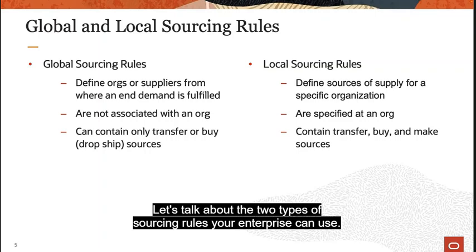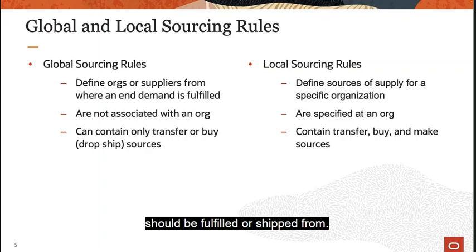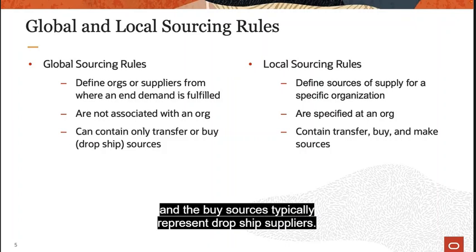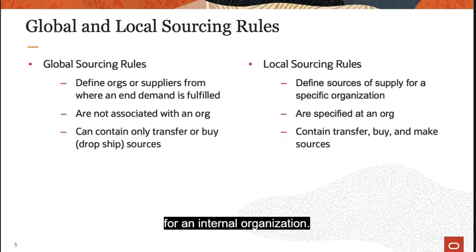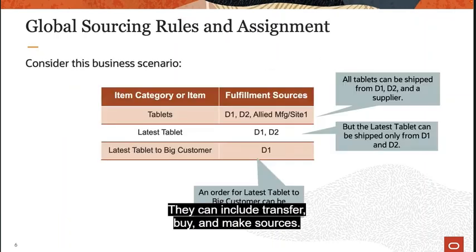Let's talk about the two types of sourcing rules your enterprise can use. Global sourcing rules define where orders should be fulfilled or shipped from. They aren't tied to a specific organization. Instead, they include only transfer or buy sources, and the buy sources typically represent drop-ship suppliers. Local sourcing rules define how to create additional supply for an internal organization. By definition, you create these rules at a specific organization. They can include transfer, buy, and make sources.